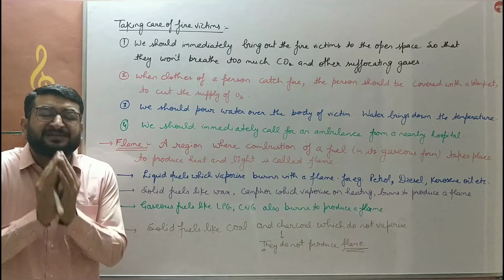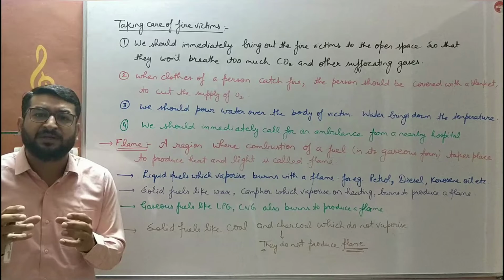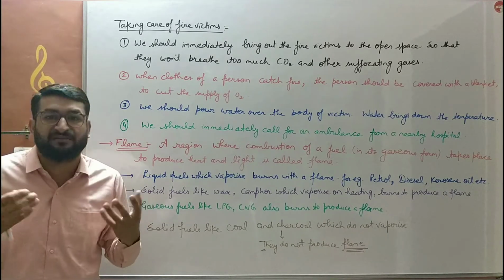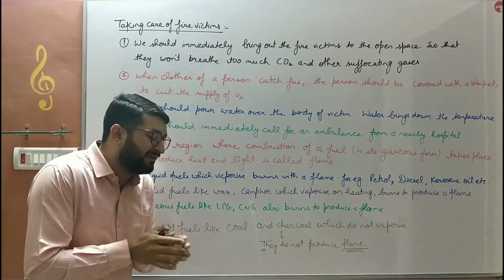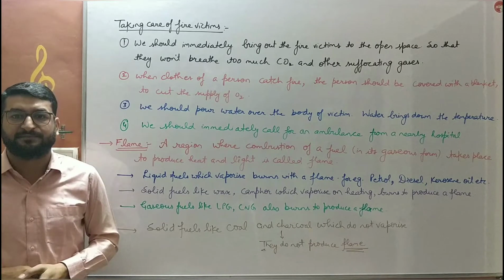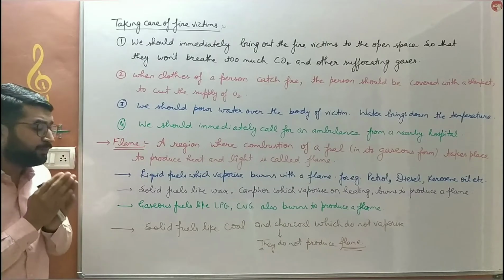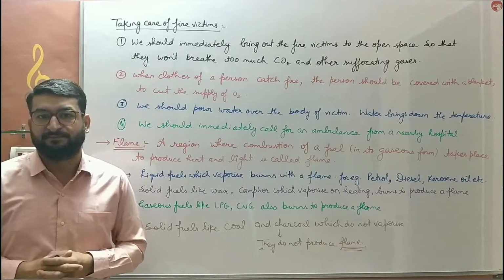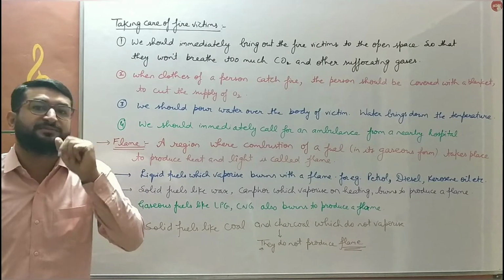The blanket cuts the air supply and prevents a person from catching fire again. So that's why we must cover that fire victim with the help of a blanket. Third one is we should pour water over the body of the fire victim. Why? Because water lowers the temperature.